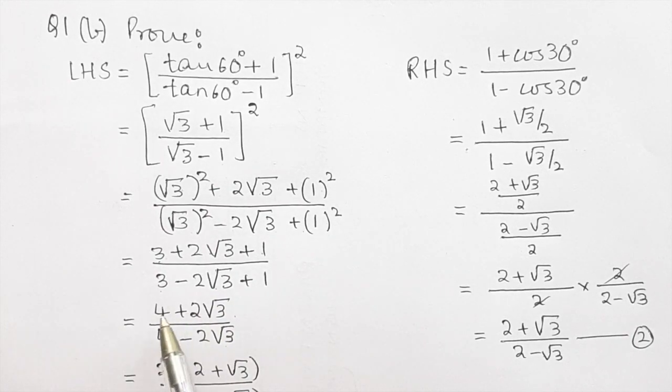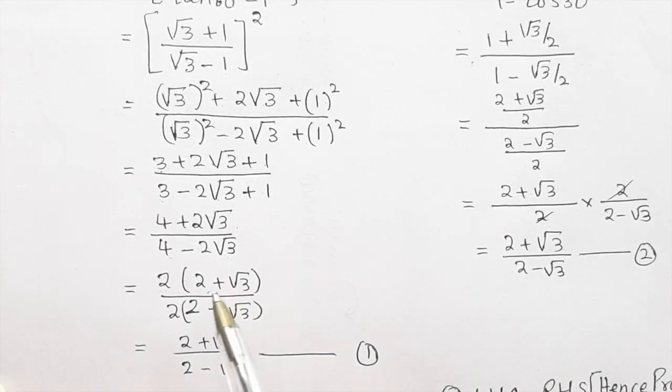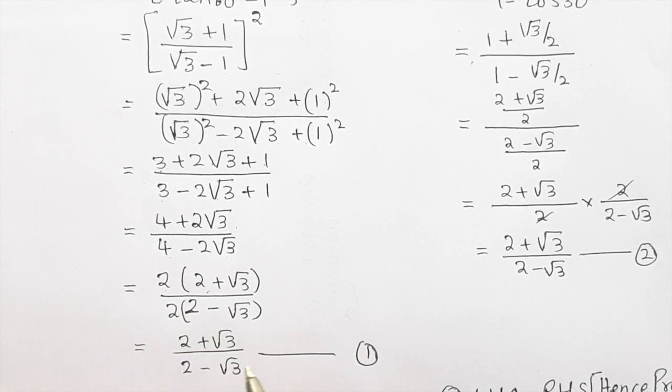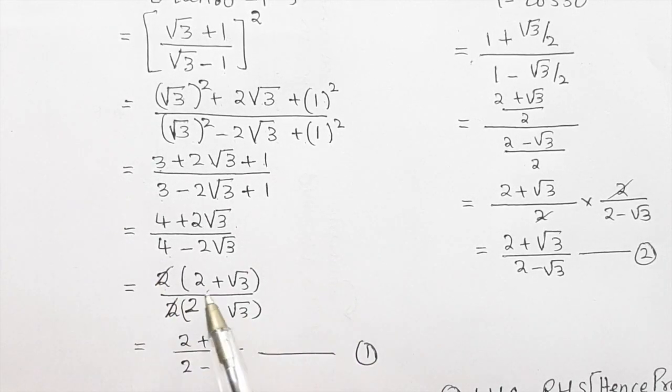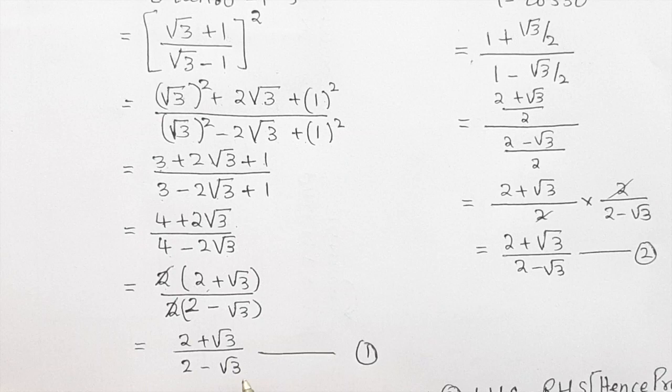Now here you will see 2 is a common factor. So 2 into bracket 2 plus root 3 upon 2 into bracket 2 minus root 3, and then we have 2 getting cancelled, and then we'll have 2 plus root 3 upon 2 minus root 3.